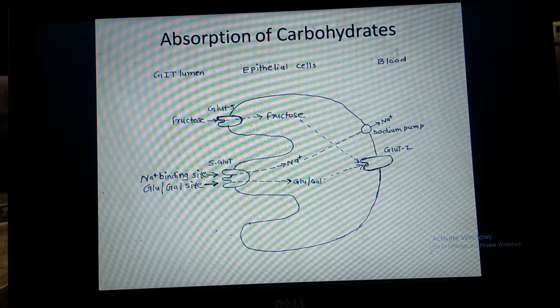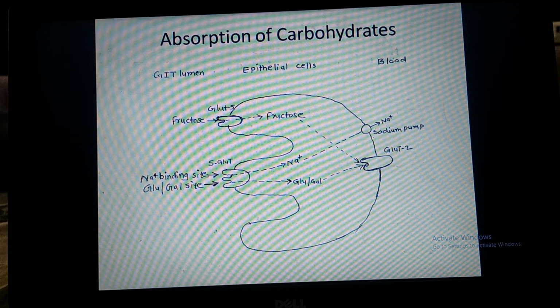Here you have to note that this S-GLUT is transporting a glucose molecule against the concentration gradient, because the concentration of glucose inside the epithelial cell is more as compared to the lumen of GIT, but it transports the sodium ion along the concentration gradient because the concentration of sodium ions inside this epithelial cell is less as compared to the lumen.